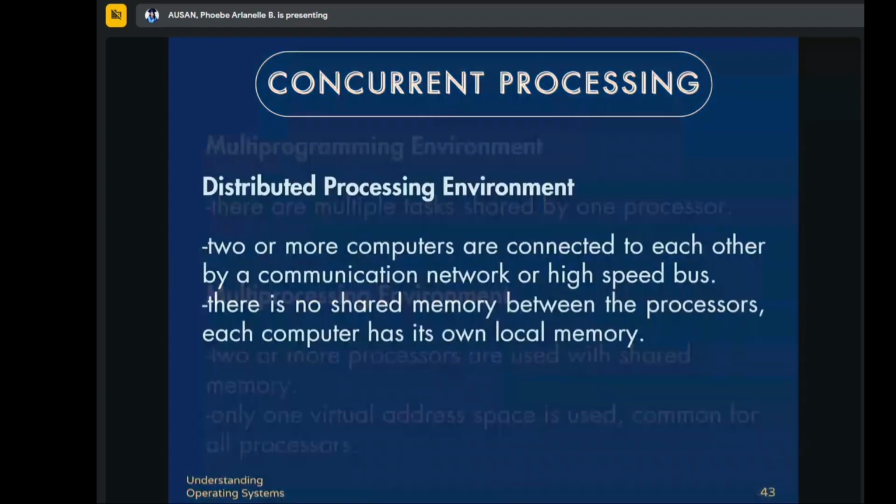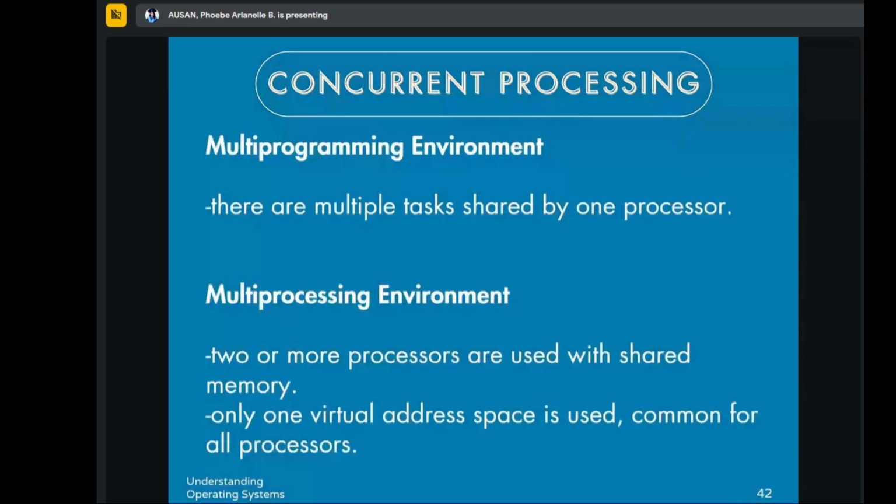Next would be multiprocessing environment. Wait, balik. Two or more processors are used with shared memory. Only one virtual address space is used, common for all processors. All tasks reside in shared memory in this environment. Concurrency is supported in the form of concurrently executing processors. The tasks executed on different processors communicate with each other through shared memory.